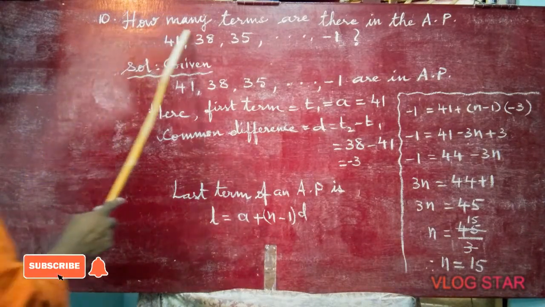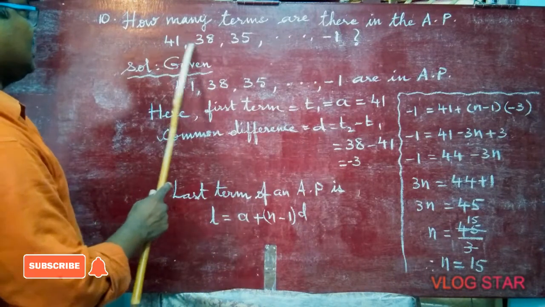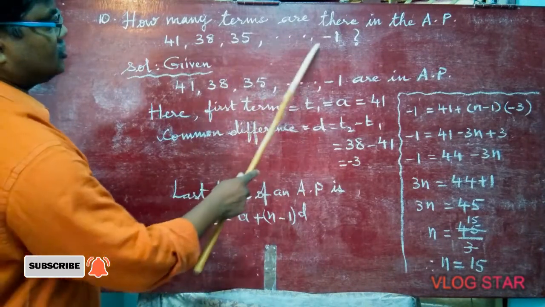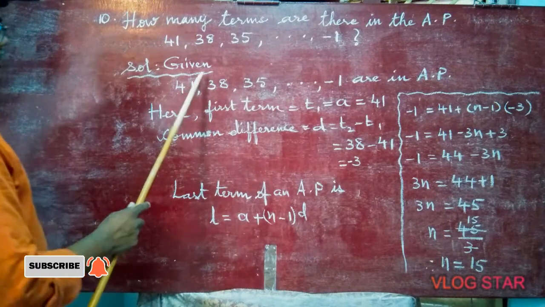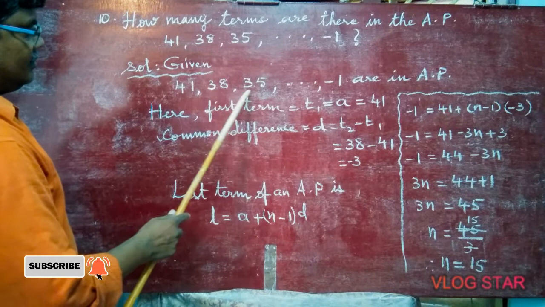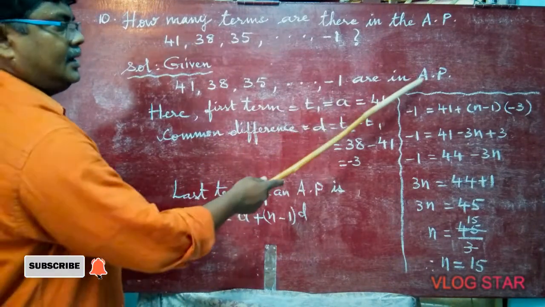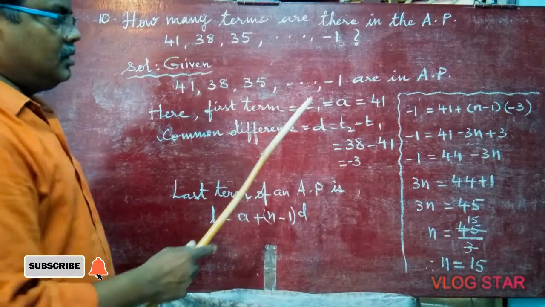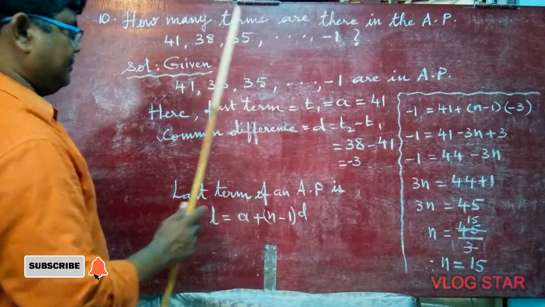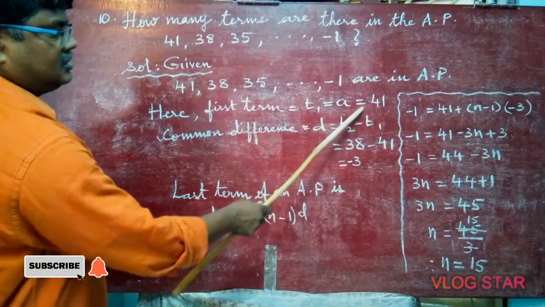Next question. How many terms are there in the AP 41, 38, 35, and so on, up to minus 1? Solution. This is the sequence given: 41, 38, 35, and so on, minus 1 are in AP. In the problem itself they are telling it is in AP. So here the first term T1 is equal to A is equal to 41.